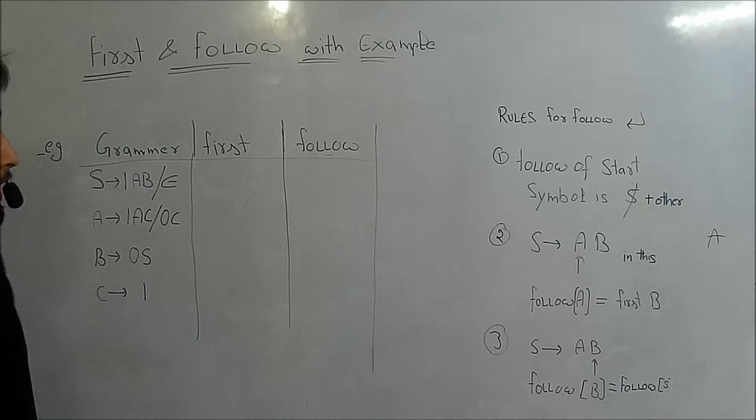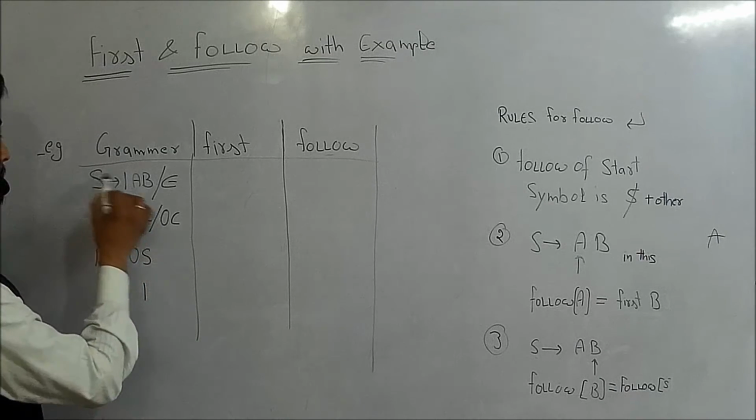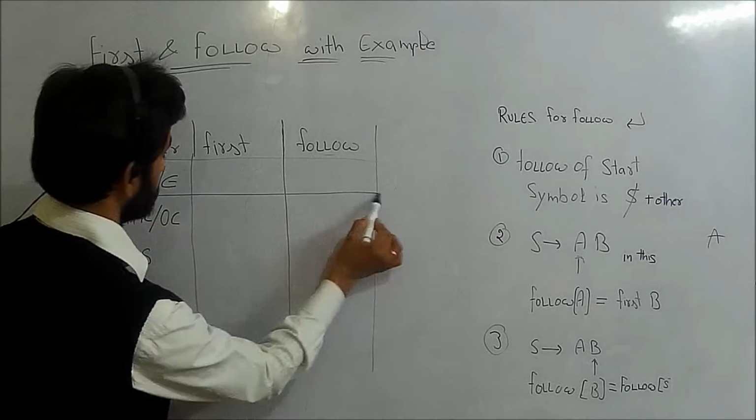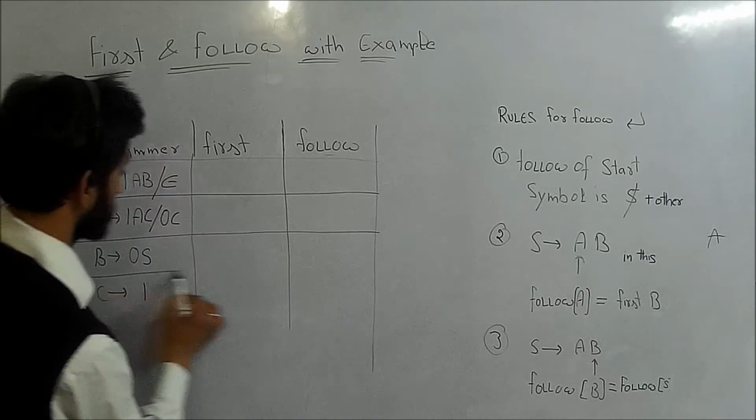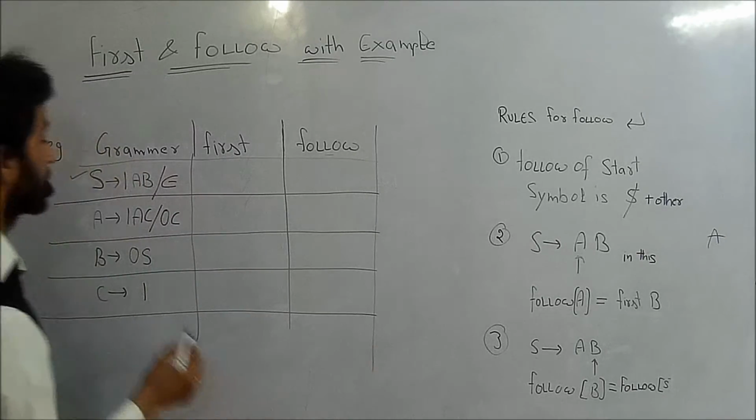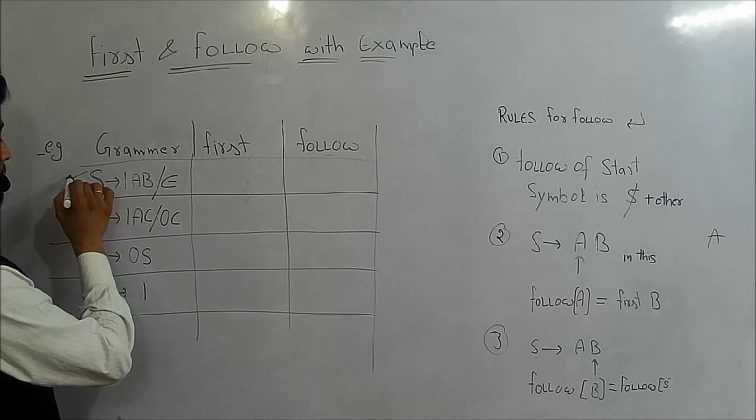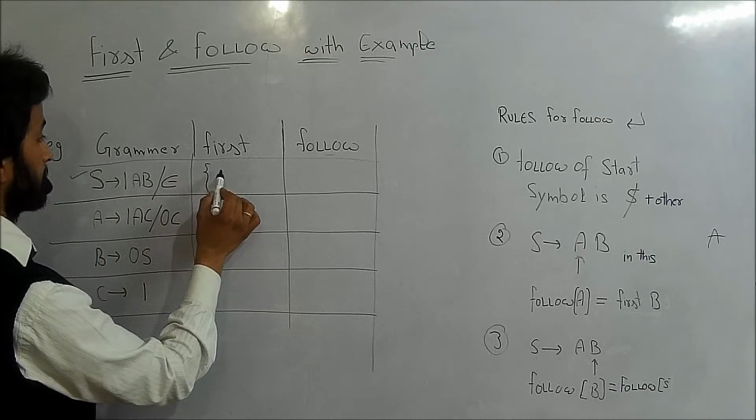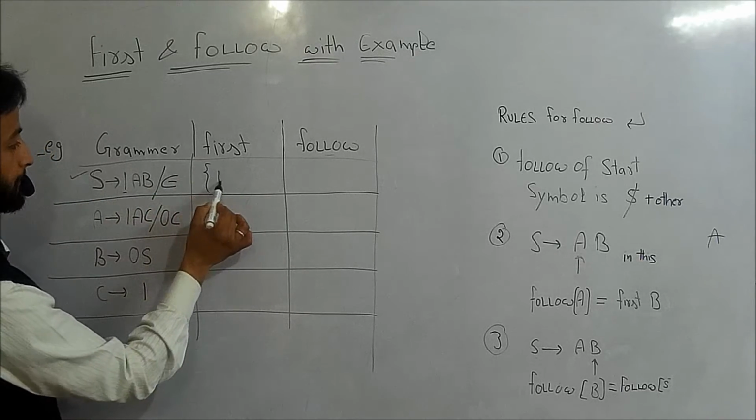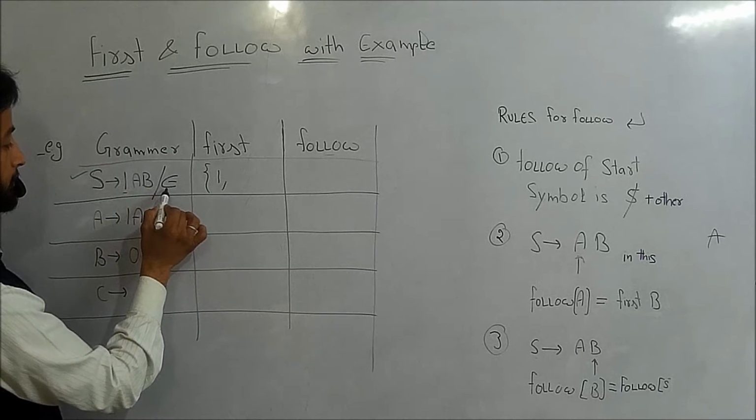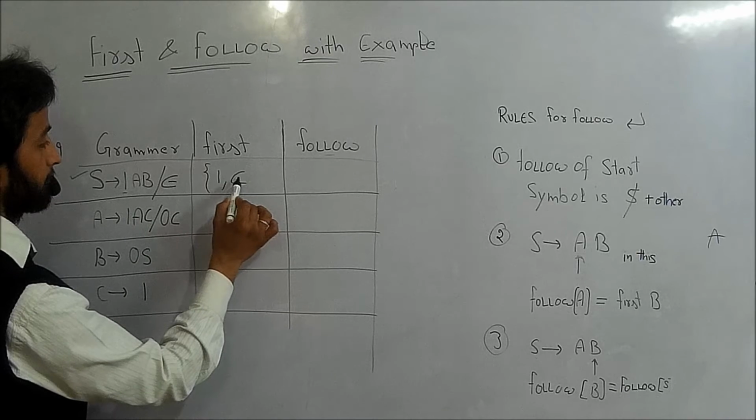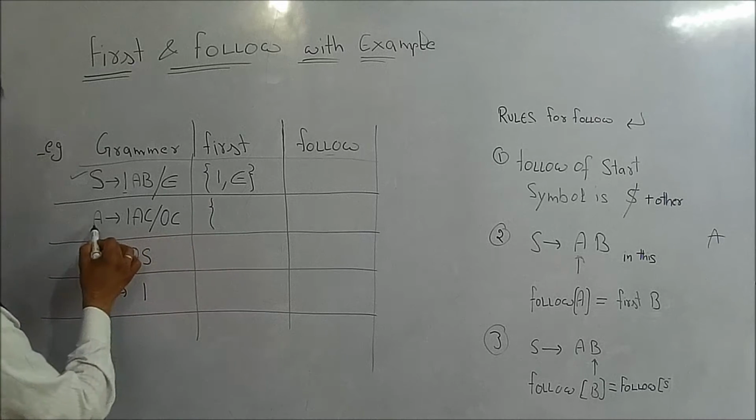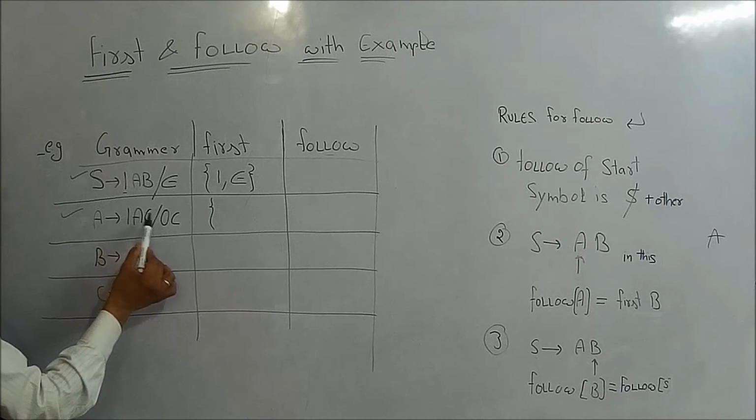So for calculating the first of a grammar, start with the first production. First of S will be the first terminal of that production in which S derives 1AB. So first of S will be 1, and in the other production of S, the first terminal is epsilon. Okay, so in this production in which A derives 1AC, 0C.